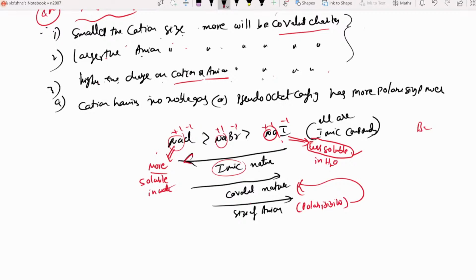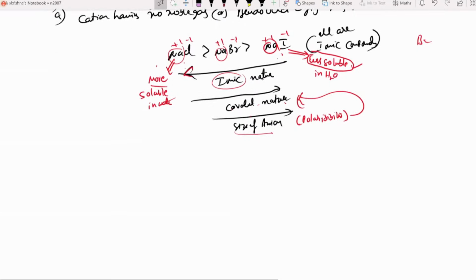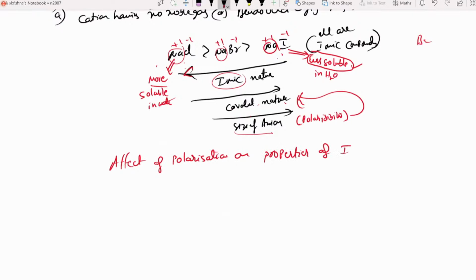Lastly, I said left to right, ionic nature decreases. Why? Left to right, the size of the anion is increasing, so covalent nature increases. Anion size depends upon polarizing power. That is the point. Now you see the effect of polarization on properties of ionic compounds. This is the reason why I explained this first.